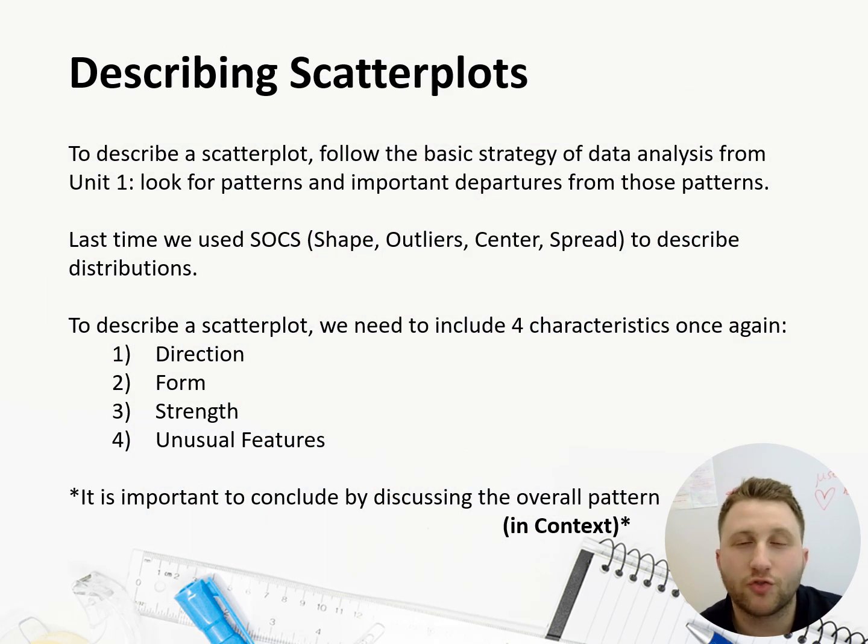So the key to describing a relationship between two quantitative variables from a scatter plot is very, very similar to what we did in Unit 1 with SOCS. You're going to look for the overall pattern and mention any departures from that pattern. But this time, instead of the acronym SOCS plus context, we're going to use the acronym DUFS plus context, where DUFS stands for direction, form, strength, and unusual features. And again, don't forget your context. It's really, really important.